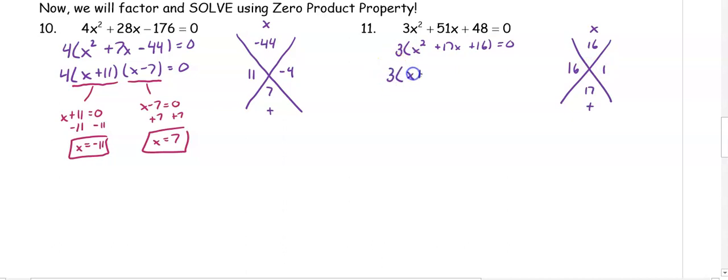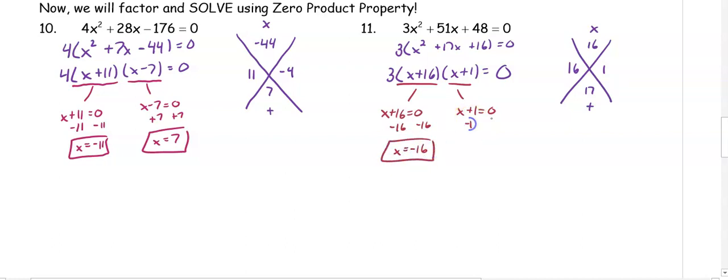So we'd have 3 times x plus 16 times x plus 1 equals 0. For the zero product property, only our parentheses have the x. So we're going to set those equal to 0. x plus 16 equals 0 and x plus 1 equals 0. So we can subtract 16 from both sides, so x is negative 16. And we can subtract 1 from both sides, so x is negative 1.